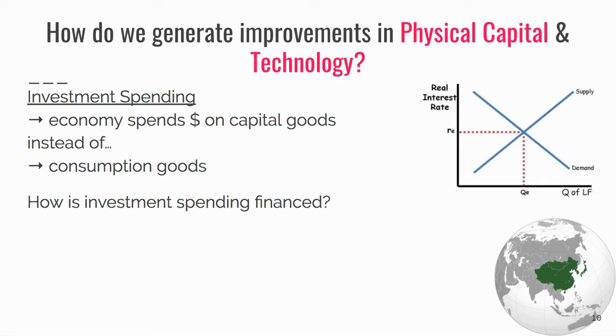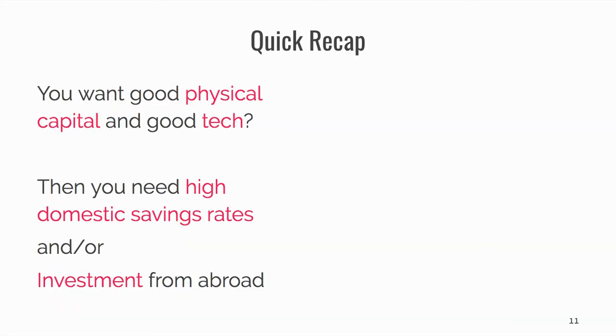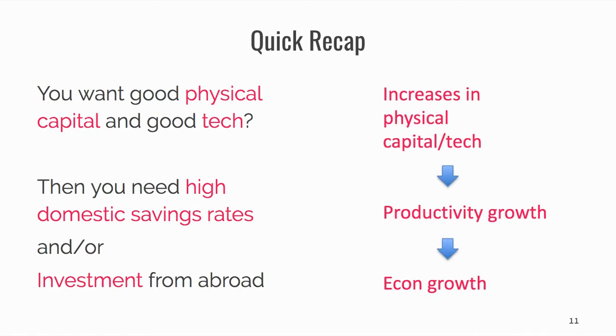By savings. So this brings us to the market for loanable funds, which brings together savers and borrowers. So when people save their money, it is then available to be lent out for investment. This savings can come from within our country in the form of domestic savings or from abroad, like China, where there is a newly wealthy class of people and businesses with boatloads of money to invest in the US. So here's a quick recap. If you want good physical capital and good technology, then you need high domestic savings rates and/or investment from abroad in order to have productivity growth and therefore economic growth.